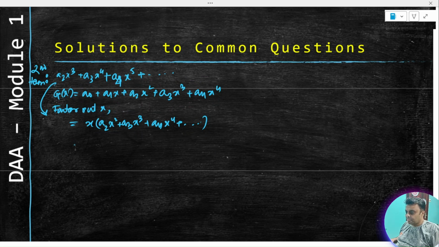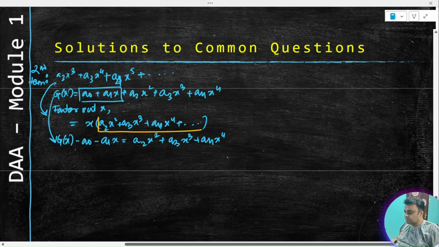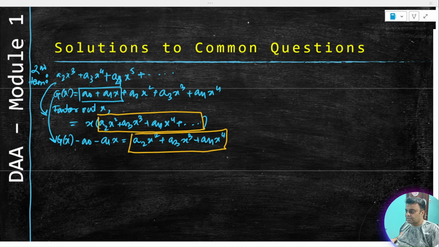Therefore we will say that, okay, let me put this here. So g(x) minus a0 minus a1 x is equal to a2 x squared plus a3 x cube plus a4 x^4. Right? So this is what I did. I just took these two terms from here and put them on the left side. Now I can see that these two terms are matching. This particular term and this particular term are matching. Right? So that is what I have concluded.